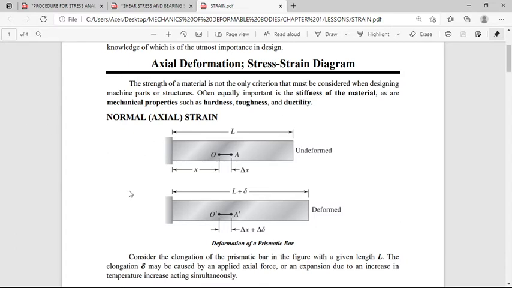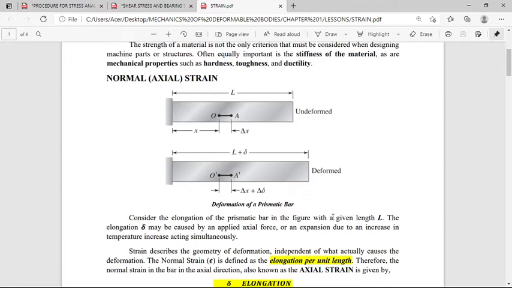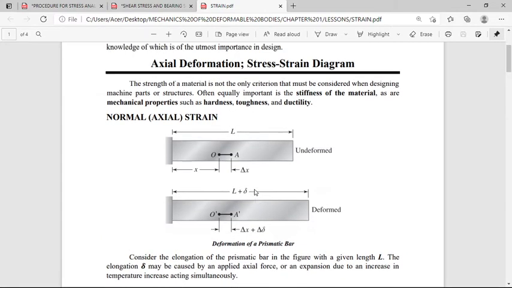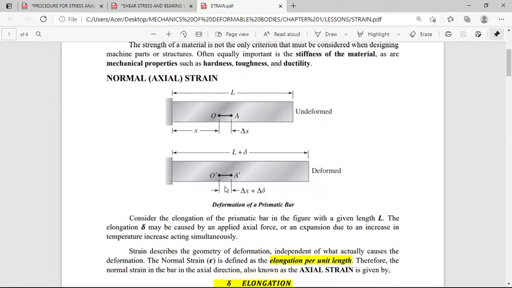So, proceed tayo. Normal or axial strain. Dito muna tayo magpo-focus kay normal strain. Consider the elongation of the prismatic bar in the figure with a given length L. So, consider daw natin yung elongation ng prismatic bar sa figure. Nasaan yung elongation na yan? Elongation is given by this delta, yung change in length.